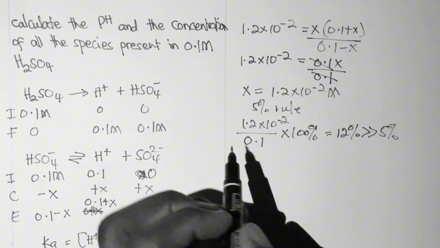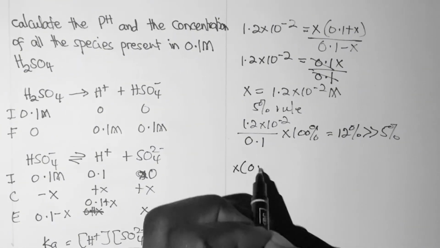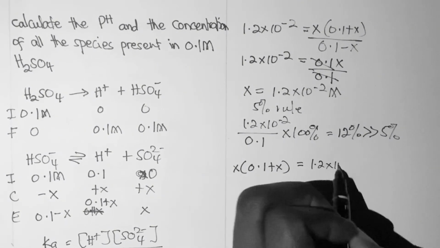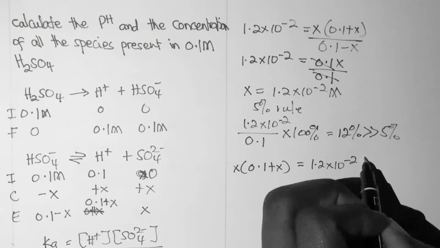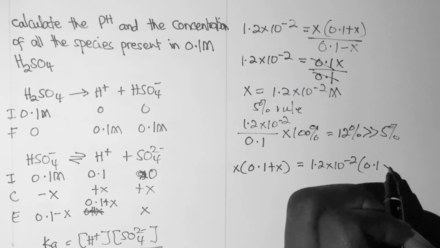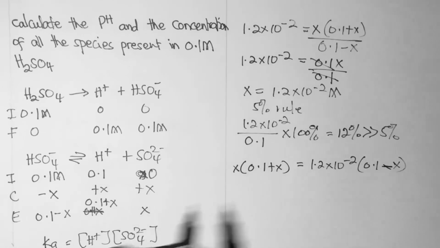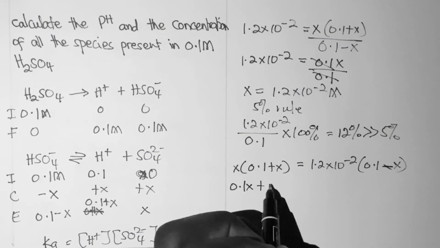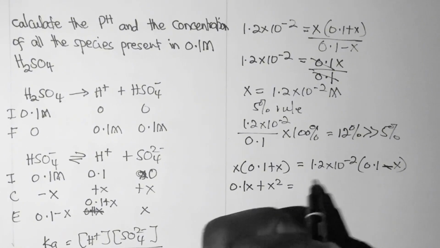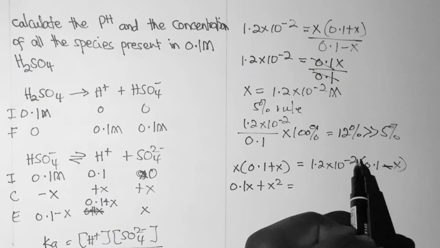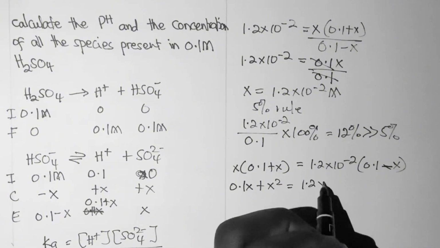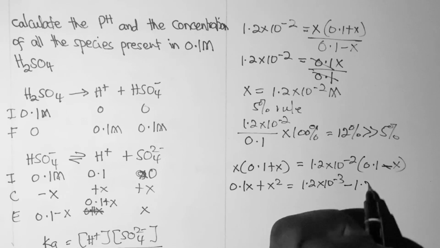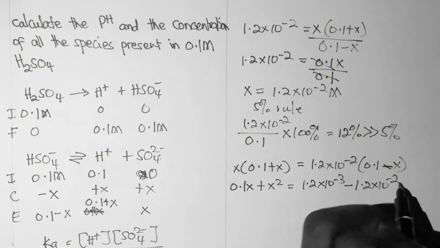So if we cross multiply, we find out that x times 0.1 plus x is equal to 1.2 times 10 exponent minus 2 times 0.1 minus x. X times 0.1 is 0.1x. The x times x is x squared. This is equal to, now 1.2 times 10 exponent minus 2 times 0.1 will be 1.2 times 10 exponent minus 3. And here will be minus 1.2 times 10 exponent minus 2x.